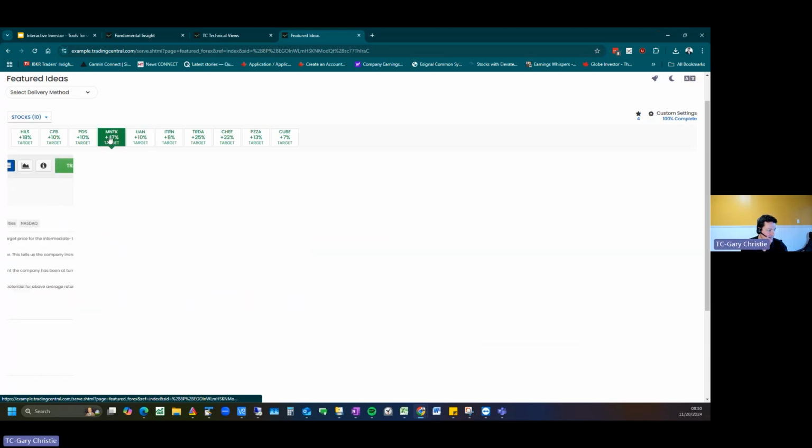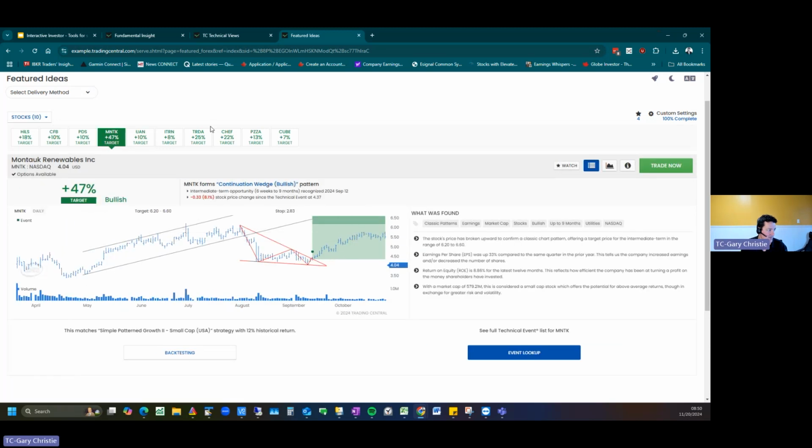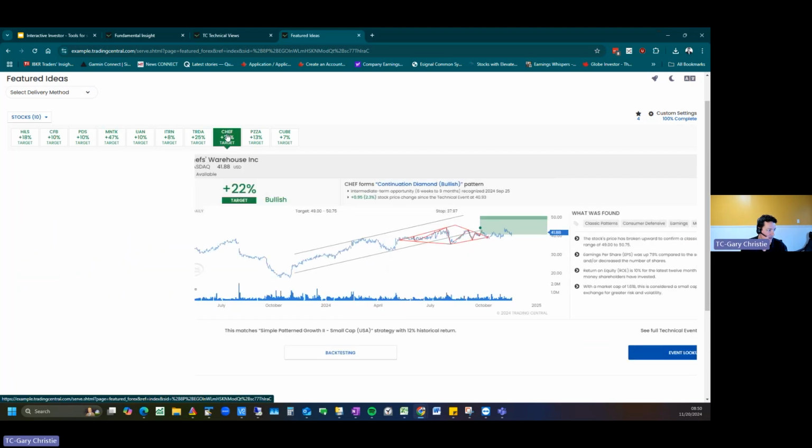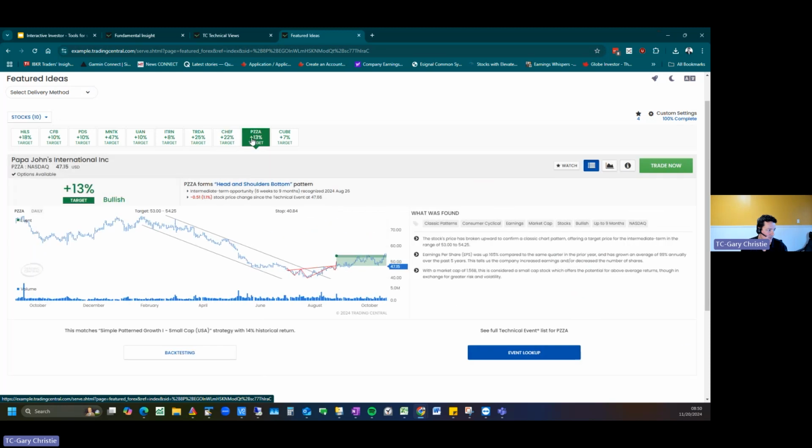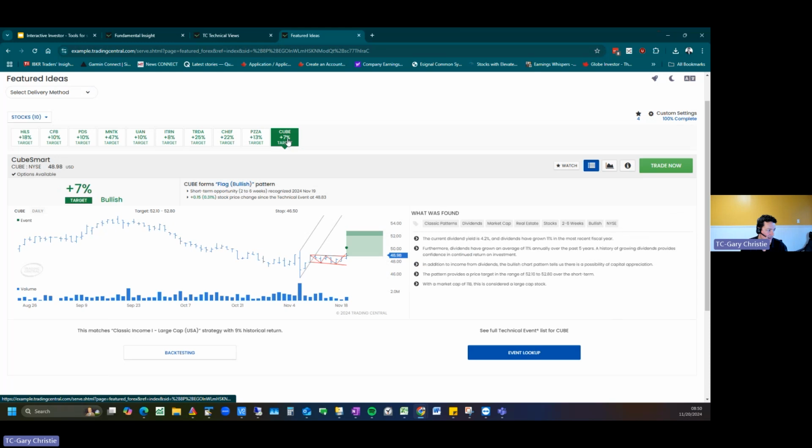So I can go through a bunch of these. Oh, that one looked interesting. That's almost hit its target. I have anything I want to watch. So I can go through. This one was a big mover and a big bottom up play. So I can go ahead and here's a new one. So a nice flag breakout in Cube Smart, Cube in the US.